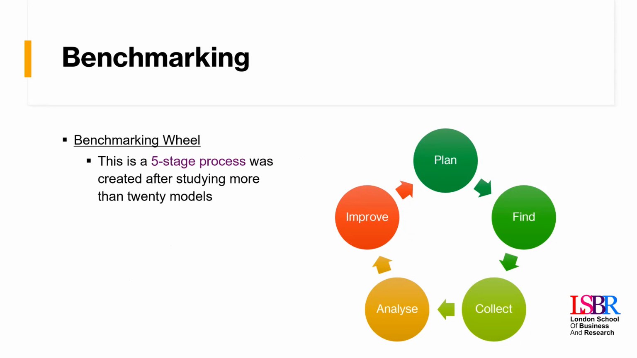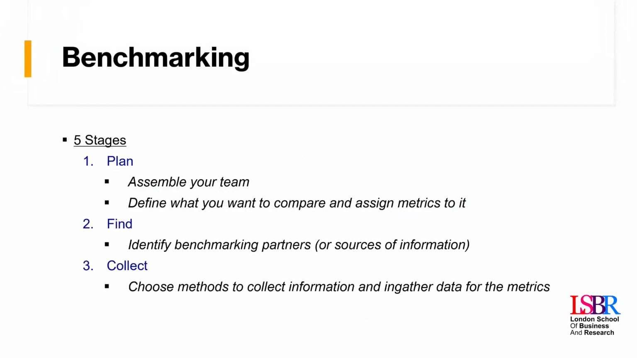So we have what's called a benchmarking wheel. This allows you to understand how the benchmarking process works. Now, rather than talking about it here, I'm going to go through the 5-stage process with you. Stage 1 is all about planning. It's where you bring your team together and you define what you need to do and what you want to compare to, and assign metrics to it.